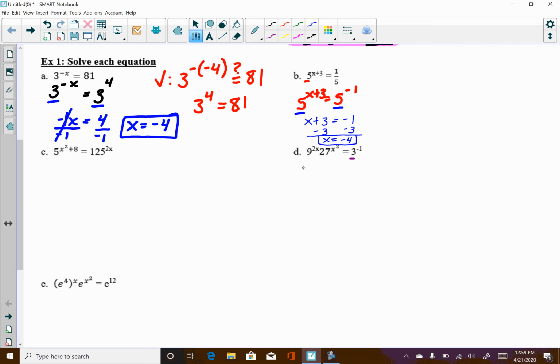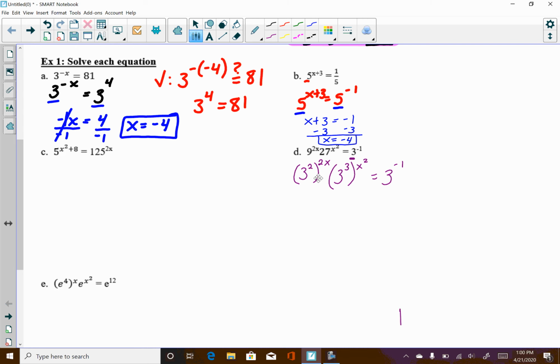So I could write 9 as 3 squared, and that's being raised to the 2x. I could write 27 as 3 cubed, right? Because 3 times 3 is 9, times 3 is 27, and that's raised to the x squared equals 3 to the negative 1. Okay. Now, before you just go ahead, don't drop your bases yet. We've got to do some cleanup here.